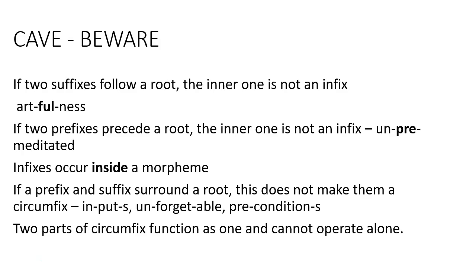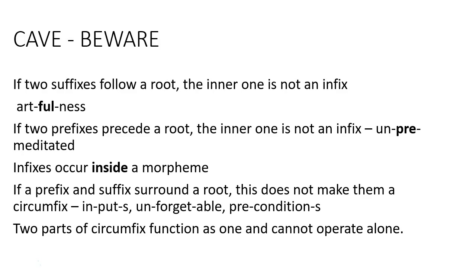Similarly, if a prefix and a suffix go round a root, this doesn't make a circumfix. So inputs, it's quite easy to prove this, because if we talk about inputs, we've had lots of inputs for this meeting. Okay, I had an unforgettable day. Well, I can have a forgettable day. So un and able are not functioning together round forget. They're doing two different jobs. In inputs, the in and the s are doing two different jobs.